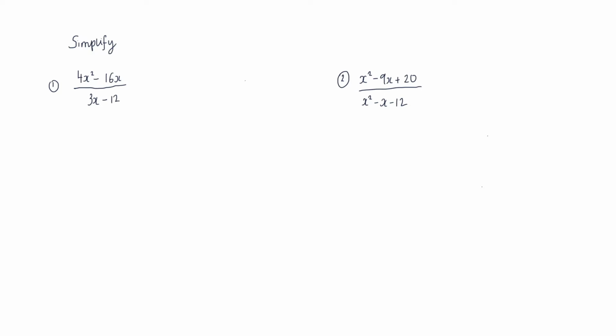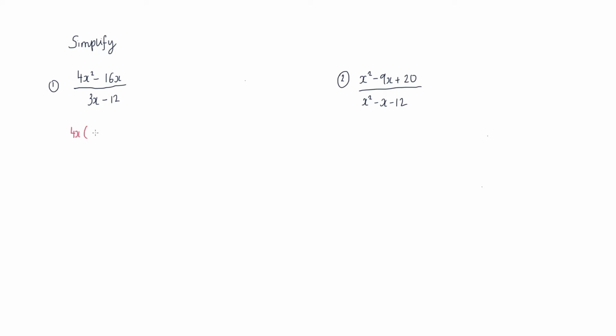So let's get straight to it. So the first one is saying simplify 4x squared minus 16x over 3x minus 12. So with all these things, how you work these out is you always want to try and factorize first. You want to see what's in common. So if we look at the top one, 4x squared minus 16x, I know that 4x is in common between them, right? So I can just take the 4x out.